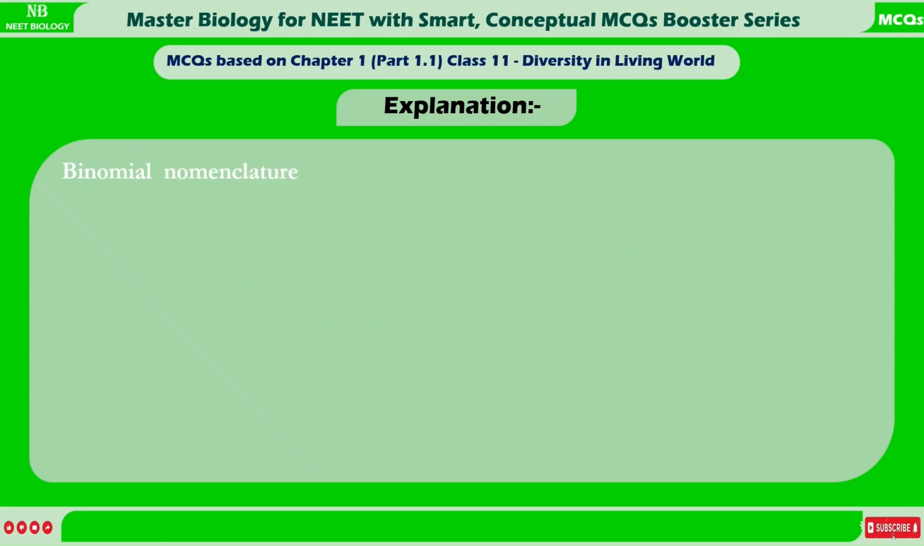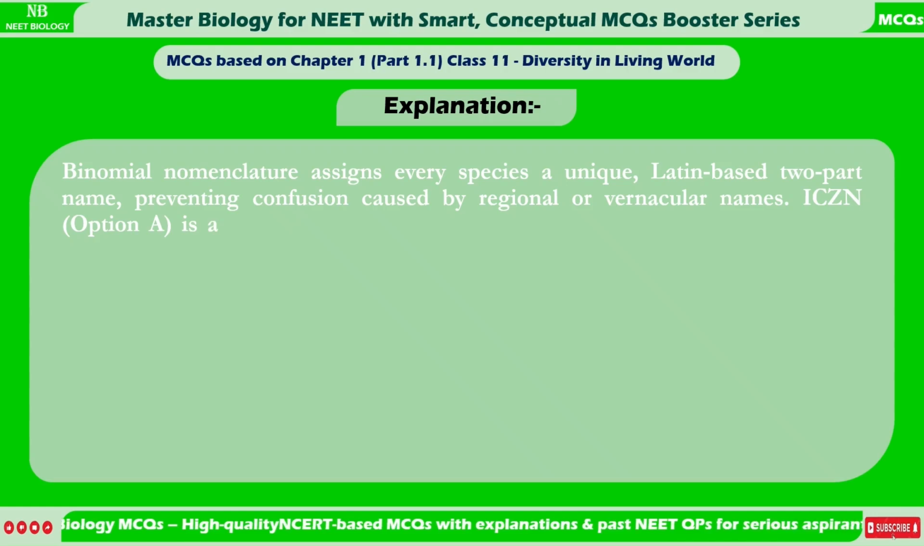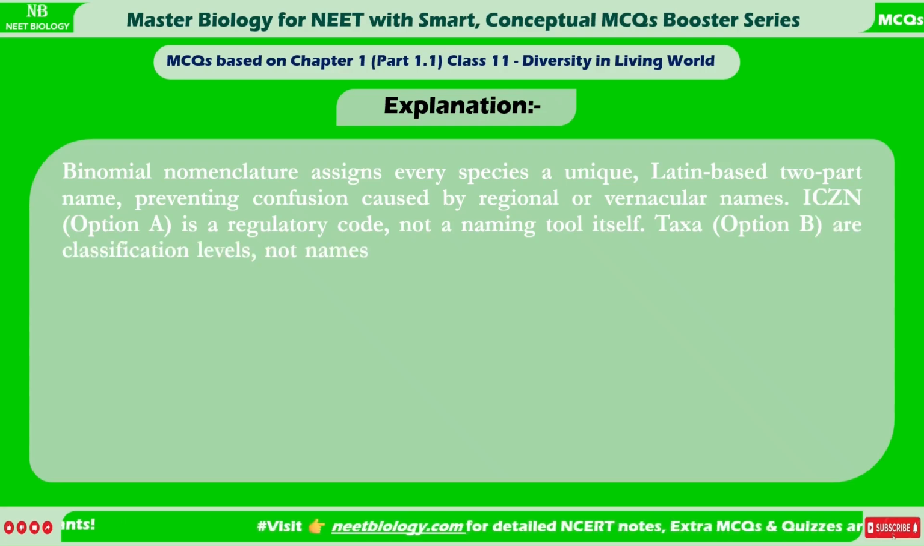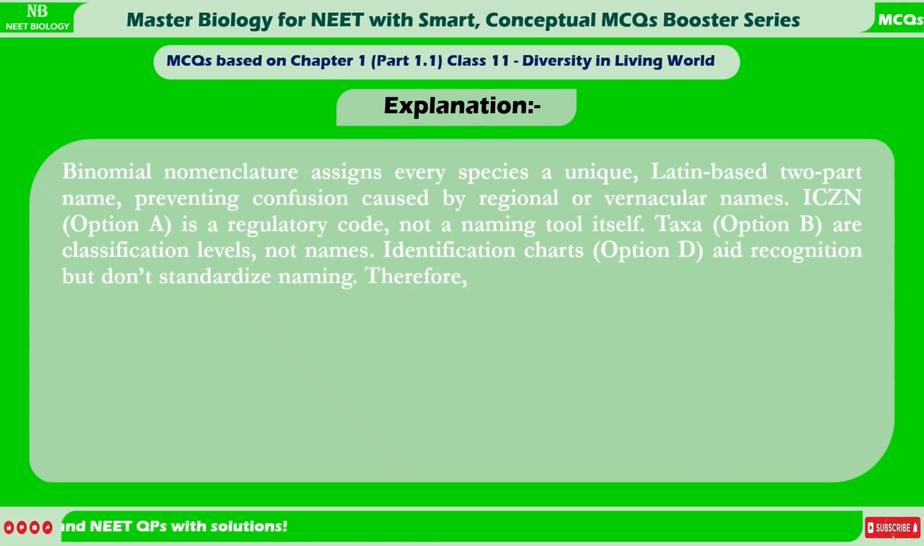Explanation. Binomial nomenclature assigns every species a unique, Latin-based two-part name, preventing confusion caused by regional or vernacular names. ICZN, option A, is a regulatory code, not a naming tool itself. Taxa, option B, are classification levels, not names. Identification charts, option D, aid recognition but don't standardize naming. Therefore, the binomial naming system is the best tool for universal clarity.